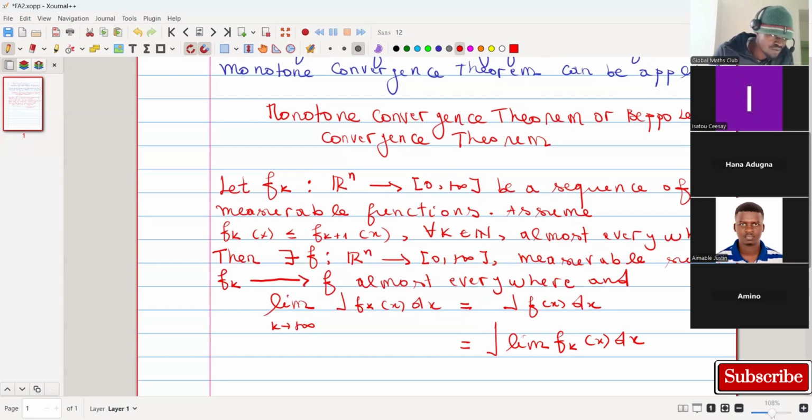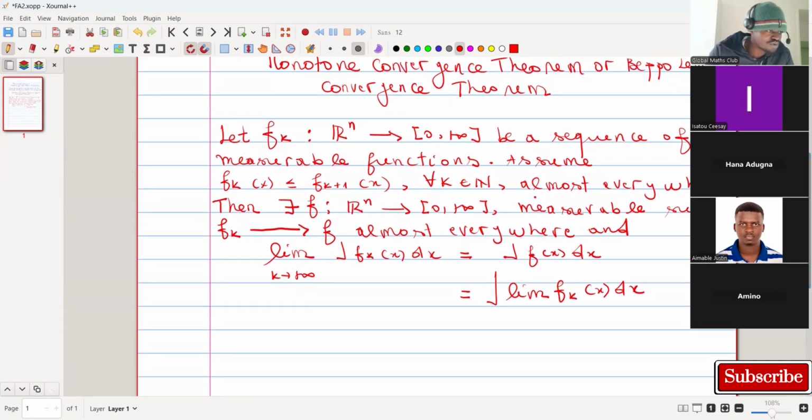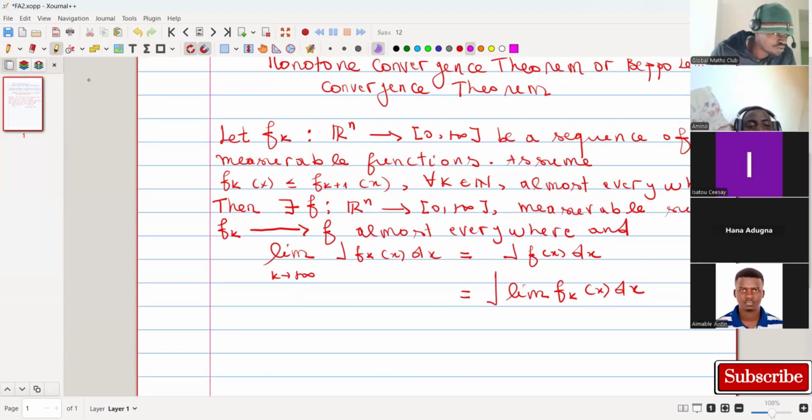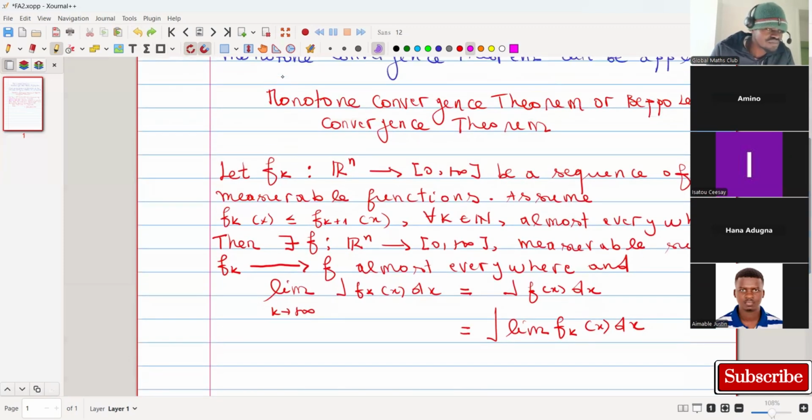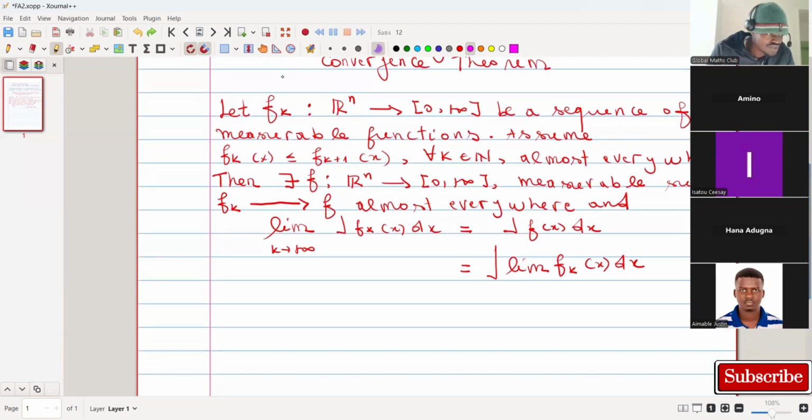So the Beppo-Levi theorem or the monotone convergence theorem just helps us to switch the position of the limit and the integral. When you are asked to compute the limit of the integral of a sequence, you can try to check if your sequence satisfies the monotone convergence theorem. That is what you have to check. The concept of monotony comes from here. Monotone means increasing or decreasing, and here the monotonicity is about increasing. This theorem is like the Lebesgue dominated convergence theorem, but this one is easier.